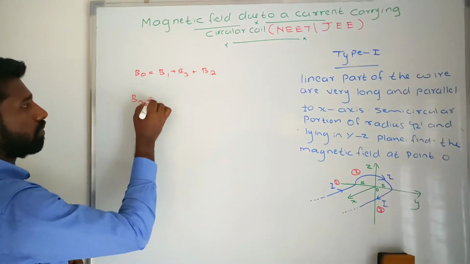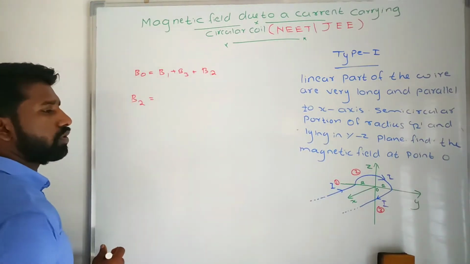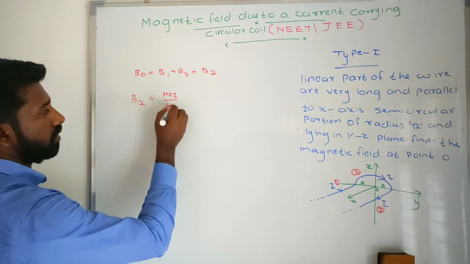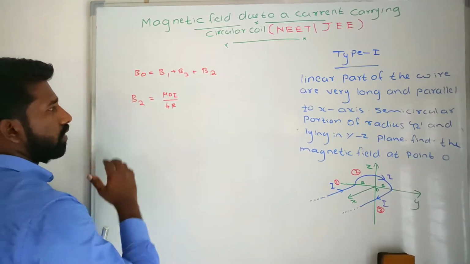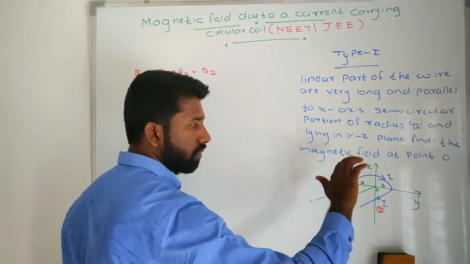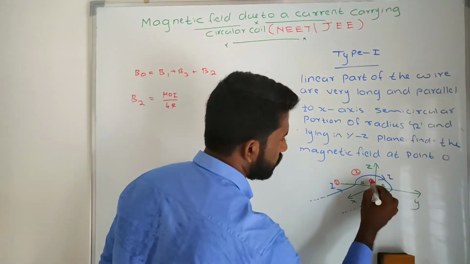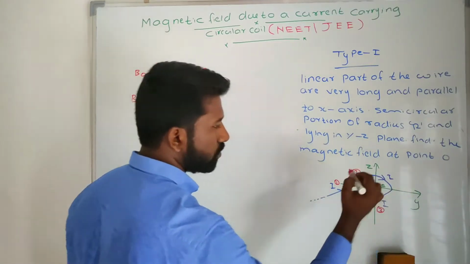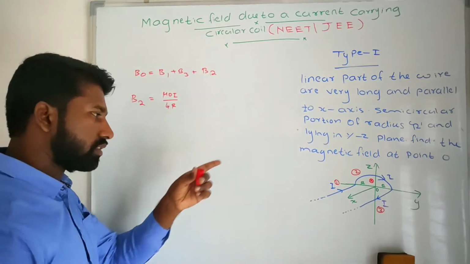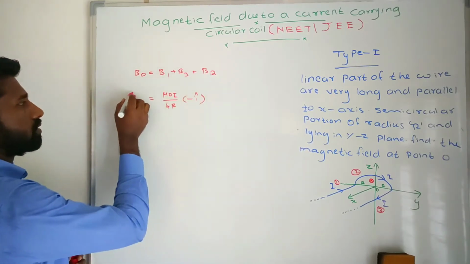First of all, I am going to find the magnetic field due to this semicircular loop. The formula for the magnetic field produced by a semicircular loop is mu 0 I by 4r, where the radius is r. And what about the direction? The direction can be found out by the right hand rule. I curl my palm in the direction of current, then the magnetic field is going into the plane. This is in the YZ plane, so the magnetic field is going along the minus x-axis. So I am giving the direction as minus i cap.